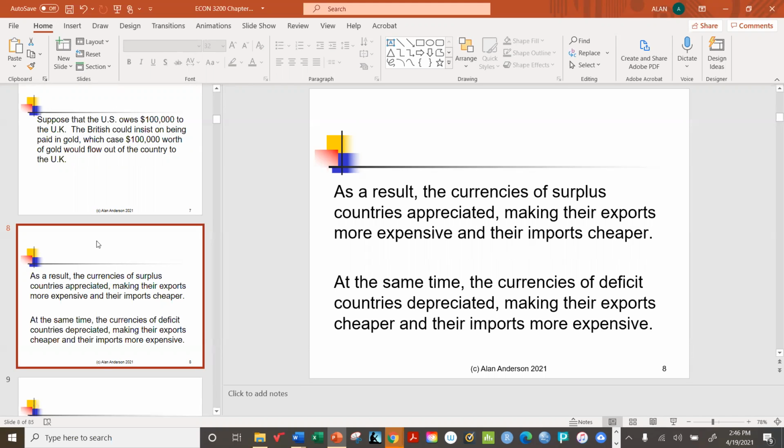So in other words, this is all happening automatically. You don't have a situation where a country like the US can have a deficit year in and year out. It doesn't work that way. If we do, we just keep losing our gold, and eventually we could run out of gold, and then this whole system collapses. So one of the advantages of this system is that current account deficits would take care of themselves automatically.